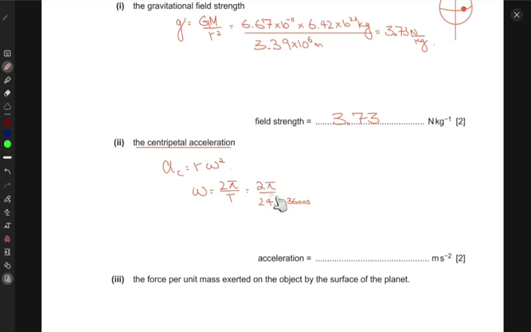Now, we'll use this in this equation, a_c. R is again specified. It is the radius of the planet. So 3.39 × 10^6 times the square of this thing, 2π over 24.6 × 3600, squared. And this turns out to be 0.0171 meters per second squared.